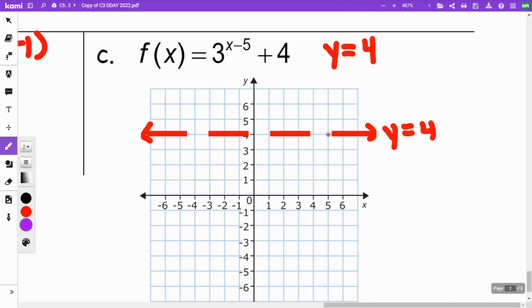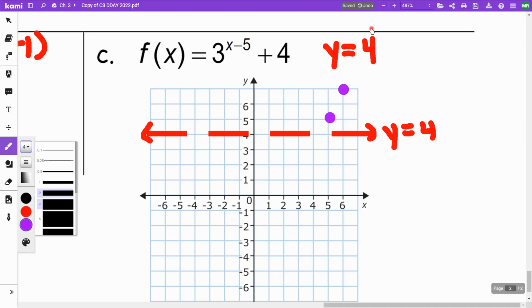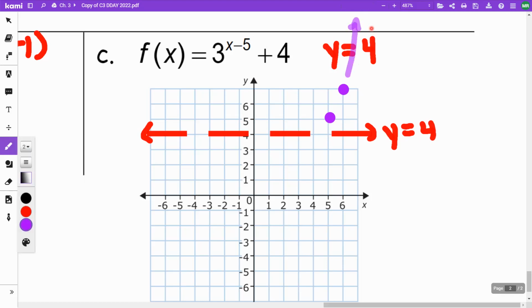And this is where I'm going to start plotting 3 to a power. 3 to the 0 is 1. 3 to the first is 3. 3 to the second would be 9, and so forth. Obviously, I'm not going to be able to continue graphing all of that. And so here is my exponential.